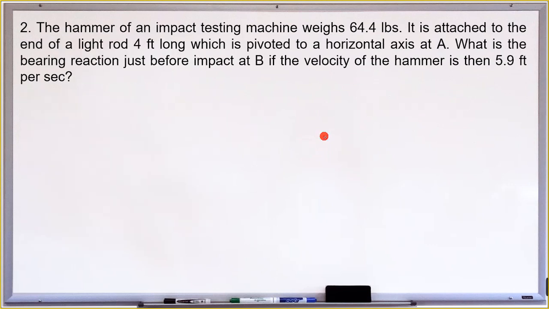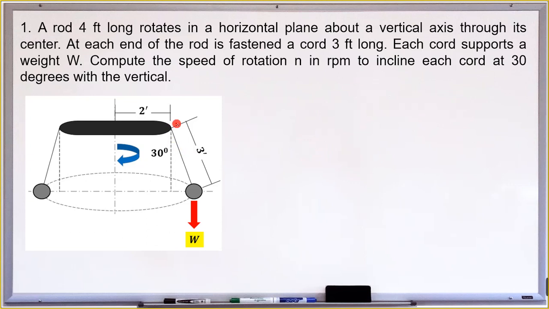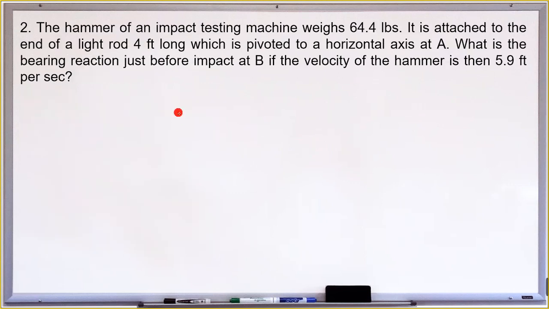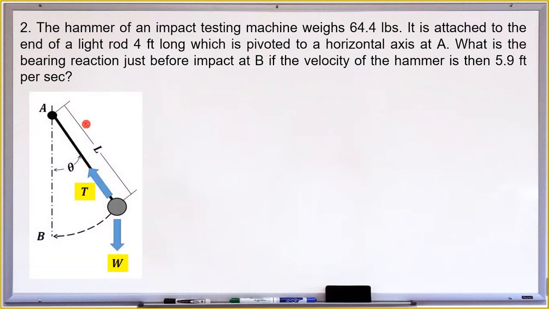Okay. So, proceed ta sa number 2. Kani siya, application ni siya sa conical pendulum, no? But for number 2, mili ko problem nga application sa simple pendulum. So number 2, the hammer of an impact testing machine weighs 64.4 pounds. It is attached to the end of a light rod 4 feet long which is pivoted to a horizontal axis at A. So muna siya iya illustration. A is the pivot point.